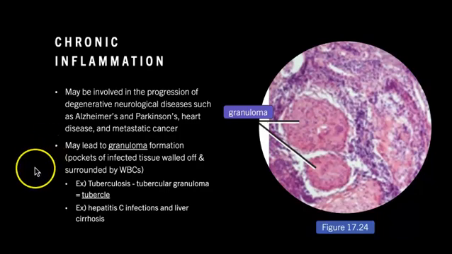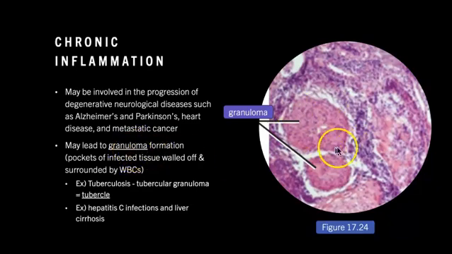Now let's talk about chronic inflammation. This is going to happen when acute inflammation is unable to clear a pathogen, and the wounded area may heal at the superficial level, but the pathogens are still within our deeper tissues. So it could be involved in progression of degenerative neurological diseases such as Alzheimer's or Parkinson's, heart disease, or metastatic cancer. And it can lead to what we call a granuloma formation.